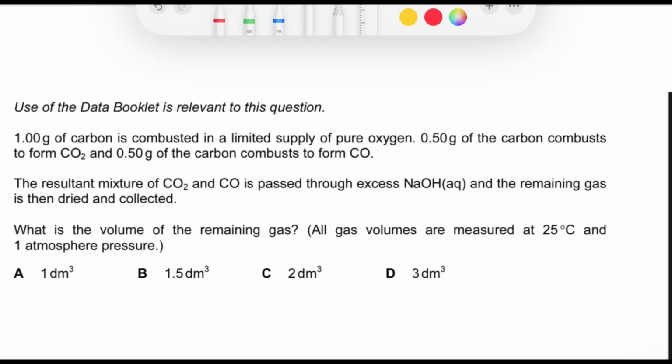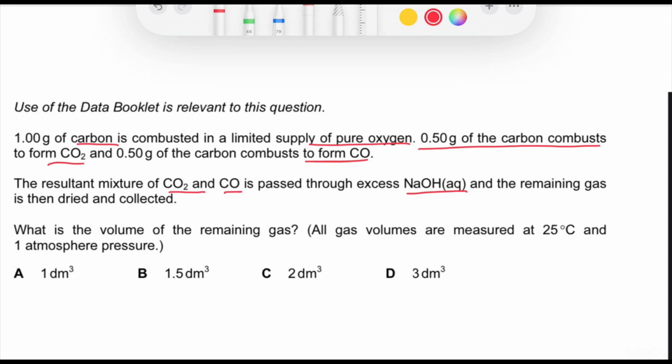Hello and welcome everybody. Before we start solving this question, pause the video and read it carefully. This chemical reaction describes a reaction between carbon, which is 1 gram, with a limited amount of oxygen. As a result, we could have a complete combustion, and this produces carbon dioxide and carbon monoxide. And then the resultant mixture of carbon dioxide and carbon monoxide is passed through excess NaOH, and the remaining gas is then dried and collected.